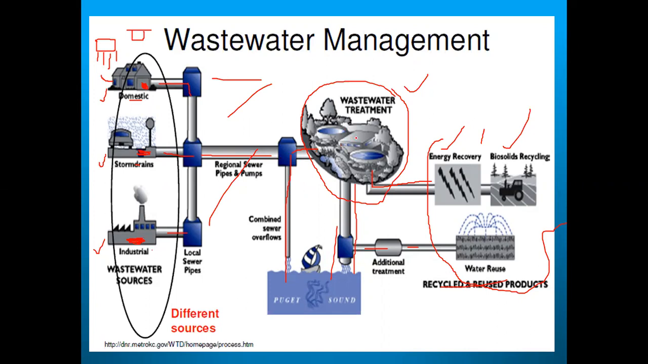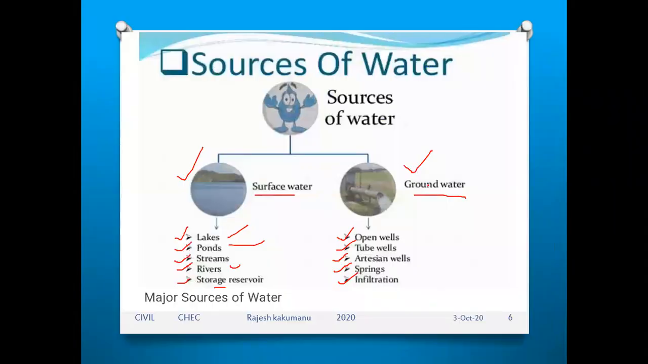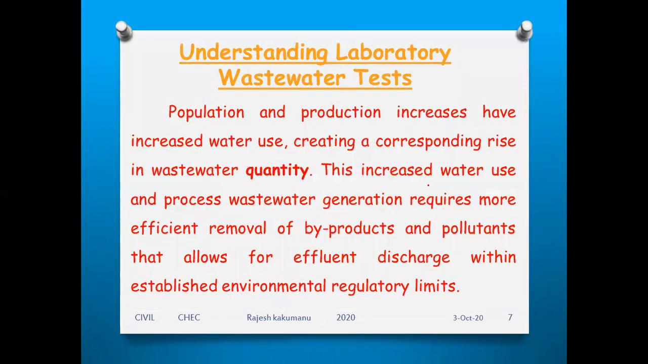So once the testing is done, the wastewater is going here, and the reused water is going for the other applications. So like this the cycling process goes on for this water. Here we are testing the water once it is coming from the house or from the industries or from the storm water, right? Now, the various laboratory tests carried out for wastewater we'll see in this section.